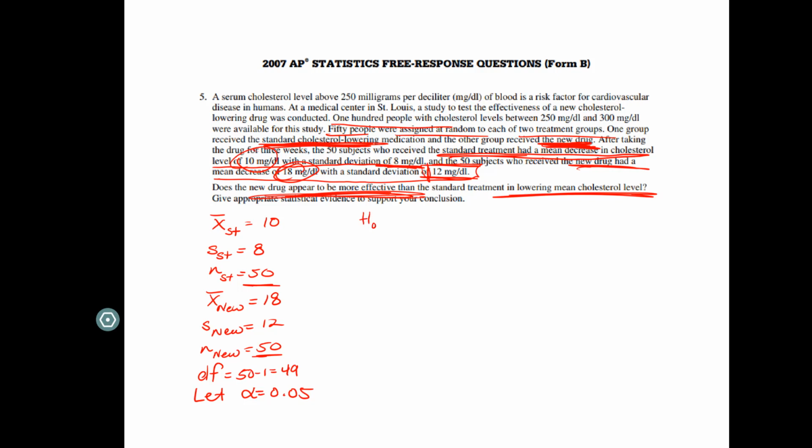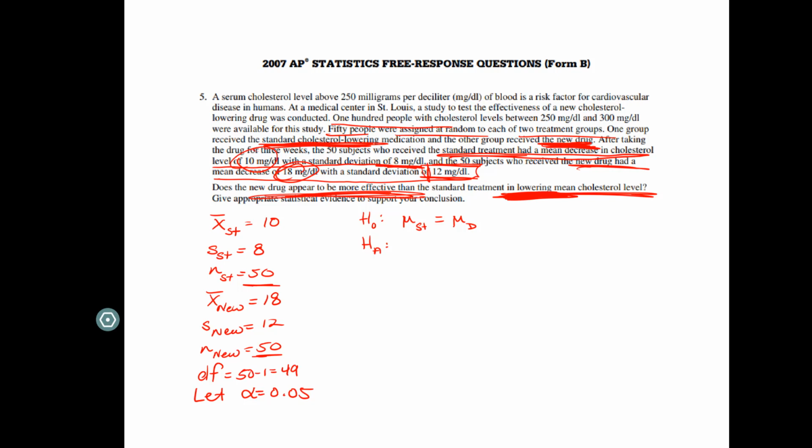Well, try to think about it logically. The null hypothesis, that statement of no difference, says that on average, they're the same. There's no difference between the standard drug and the new drug. So that means the mean of the standard drug is the same as the mean of the new drug as far as lowering cholesterol levels. Then our alternate hypothesis is that we think that the new drug is better. It is going to perform better at lowering the mean cholesterol level.